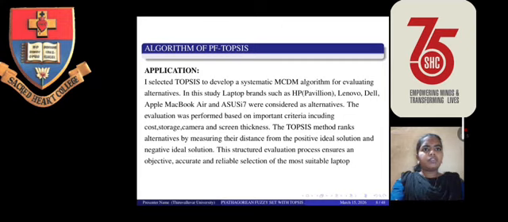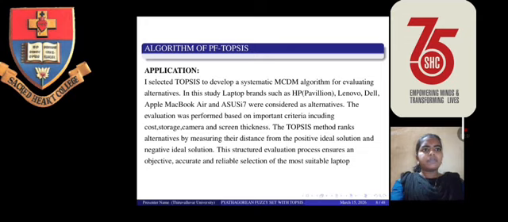Algorithm of PF TOPSIS application. I selected TOPSIS to develop a systematic MCDM algorithm for evaluating alternatives. In this study, laptop brands such as HP Pavilion, Lenovo, Dell, Apple MacBook Air, and ASUS i7 were considered as alternatives. The evaluation was performed based on important criteria including cost, storage, camera, and screen thickness.